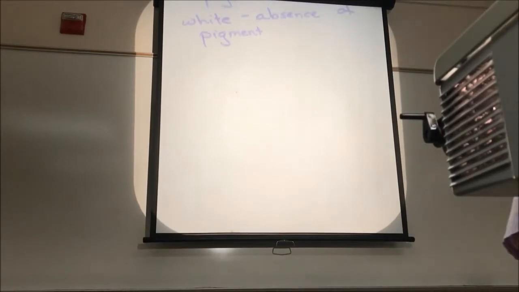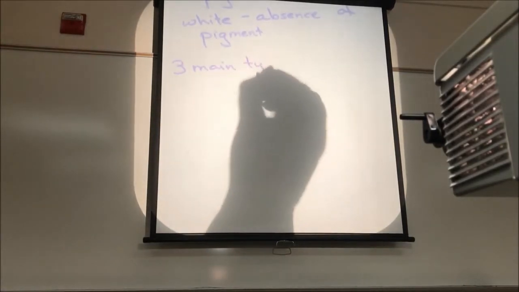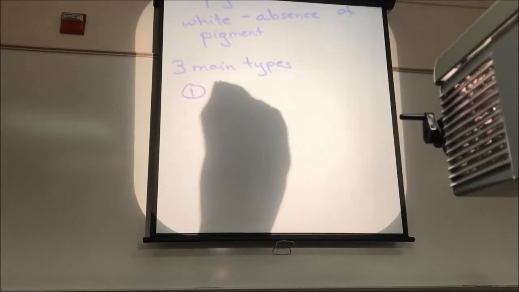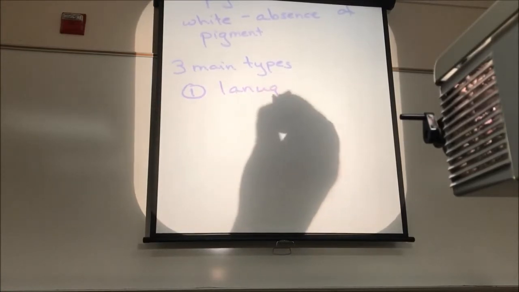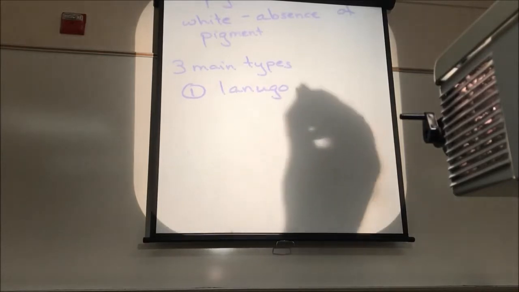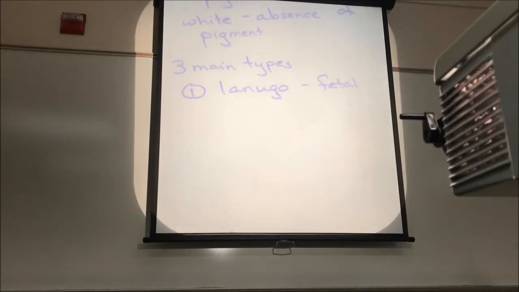Okay, now we also have 3 types of hair. Actually, there's a lot of subtypes. So we have 3 main types of hair. These are called, I never know how to pronounce this, lanugo, lanugo, not too sure. This is the first hair you get. This develops in fetal life. So usually during the 2nd and 3rd trimester of the fetus's life in utero, they will develop this hair.